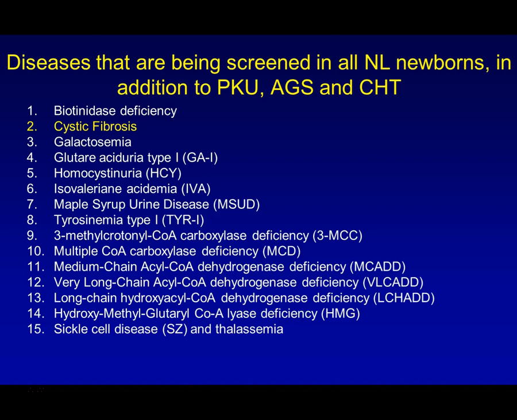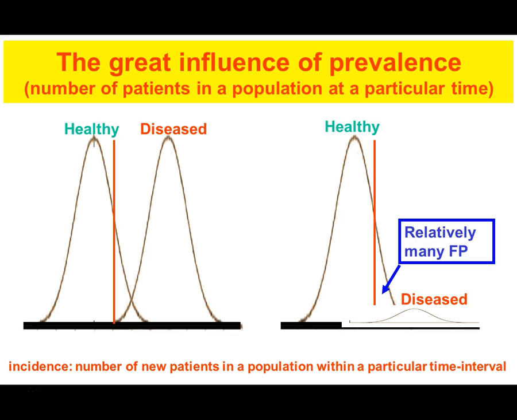Nowadays, all newborns are screened for 15 diseases, in addition to the ones that were already screened for before, which are phenylketonuria, congenital adrenal syndrome and congenital hypothyroidism. And cystic fibrosis is one of them. We stress the importance of the relatively many false positives, in other words, low prevalence, and this is very well depicted in this graph, in which we show that at a low prevalence there are relatively many false positive subjects.